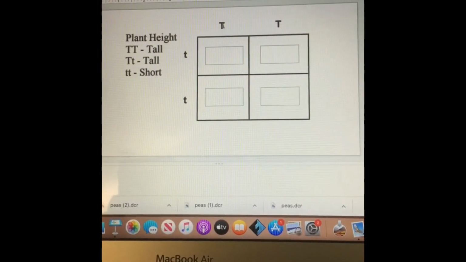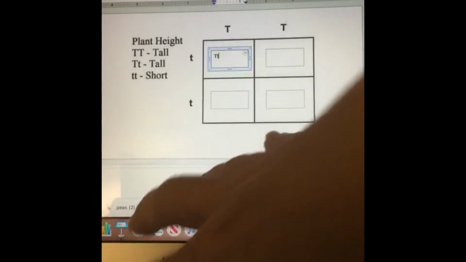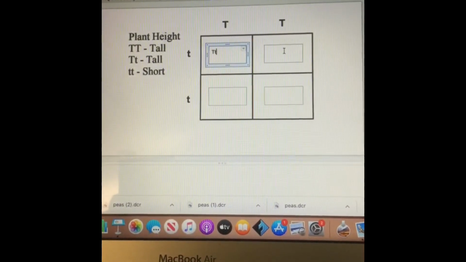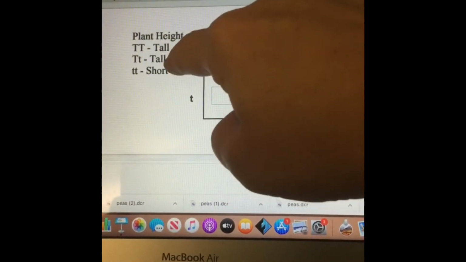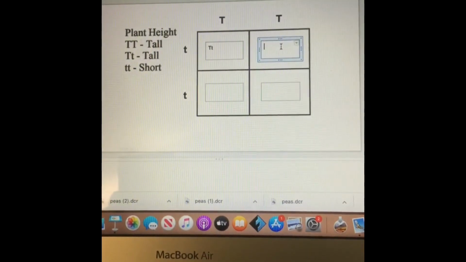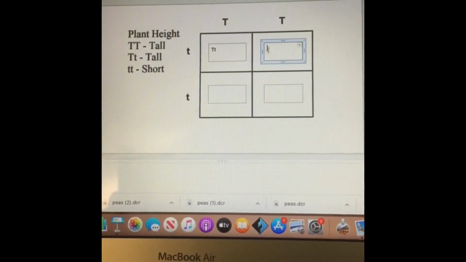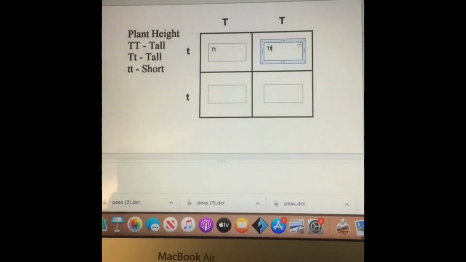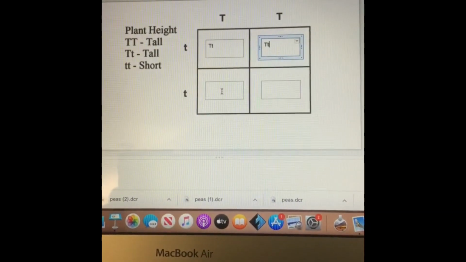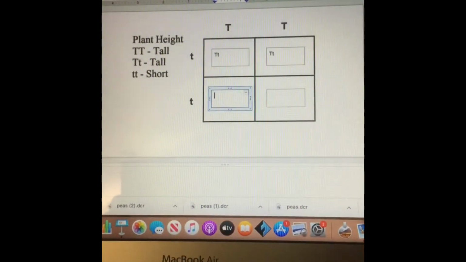All right, let's make these crosses right here. Here we would get an upper and a lower, which would give us a tall offspring, heterozygous, tall. What would we get here? Same thing here. We would get an upper and a lower, so we would get another tall offspring.